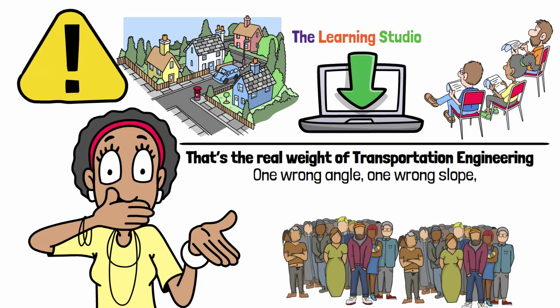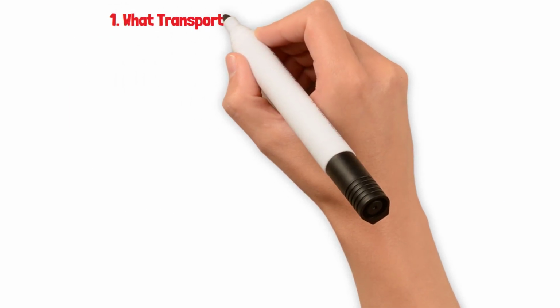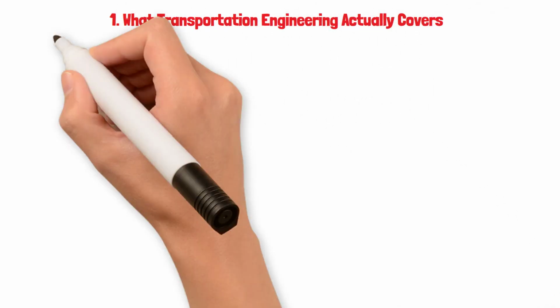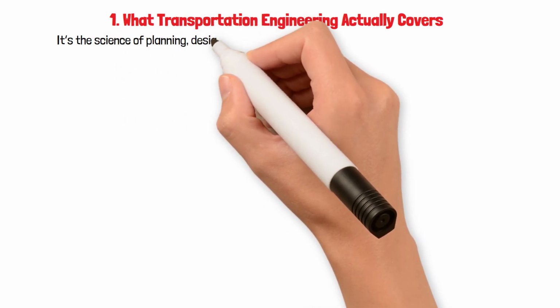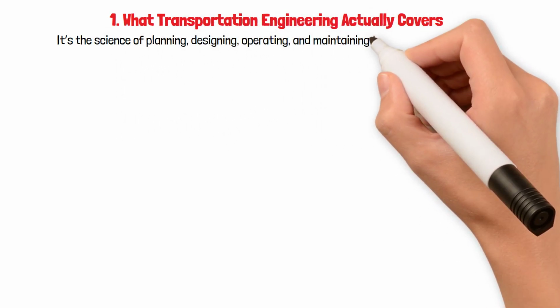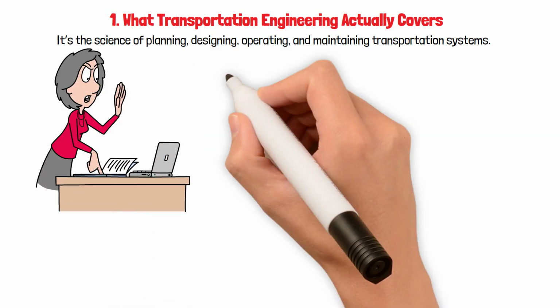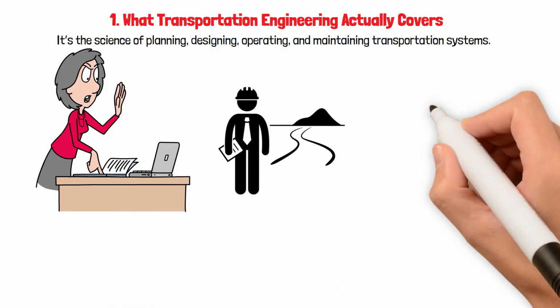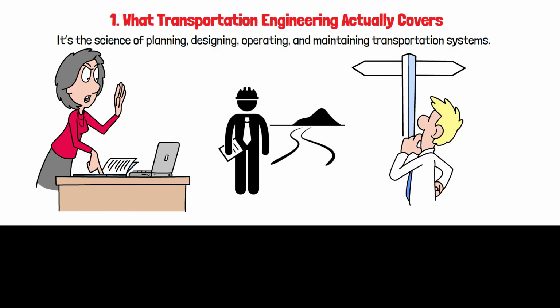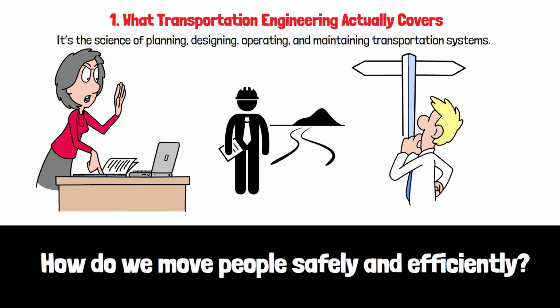What does transportation engineering actually cover? It's the science of planning, designing, operating, and maintaining transportation systems. But for your exams, the spotlight is mainly on highway engineering, where every design decision revolves around one question: how do we move people safely and efficiently?